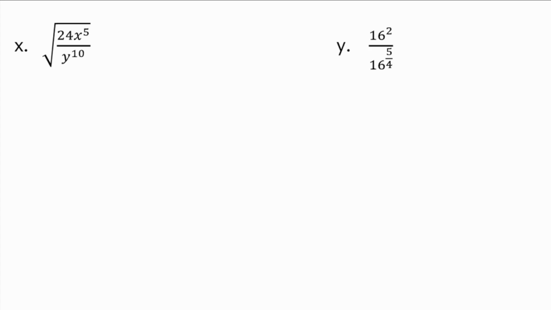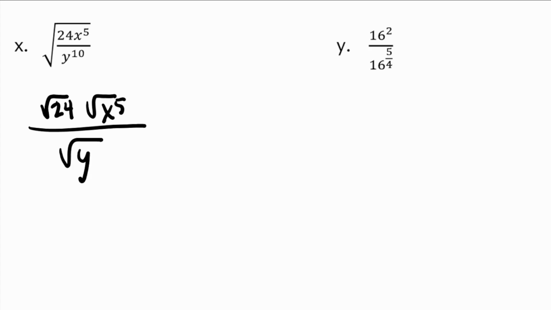Alright, now finally, after a bunch of them, we've got one where we're going to have to do a little bit of simplified radical form stuff. So 24x to the 5th over y to the 10th, square root. Okay. So I'm going to take the square root of 24, I'm going to take the square root of x to the 5th, and I'm going to take the square root of y to the 10.